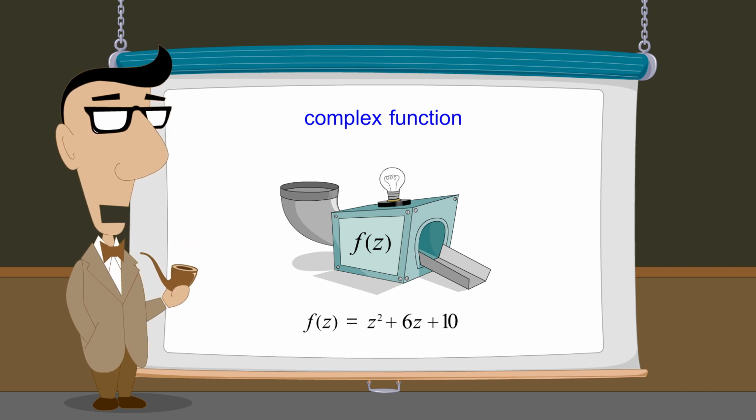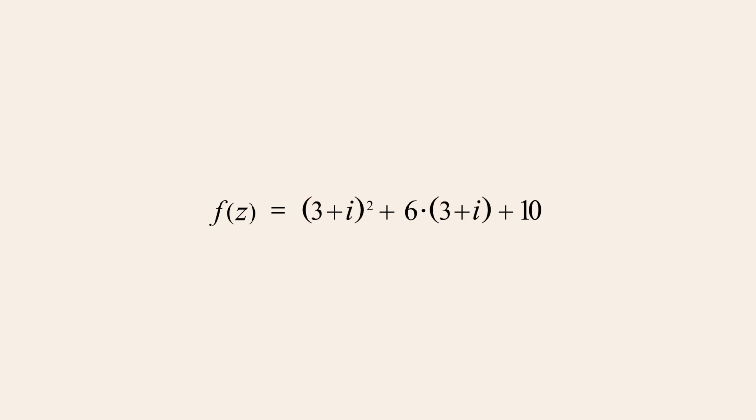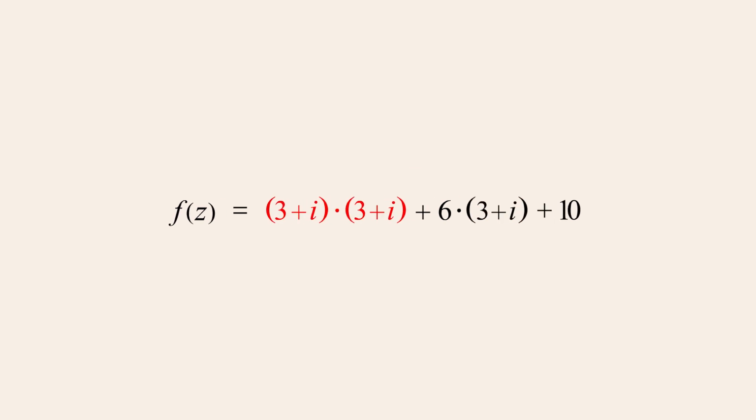As an example, let's try an input value of 3 plus i, which is not a solution. So let's replace z in the quadratic function with 3 plus i to see what output is produced. Squaring 3 plus i, we write 3 plus i times 3 plus i and multiply. 3 times 3 is 9, and 3 times i is 3i. i times 3 is 3i, and i times i is i squared, or negative 1.